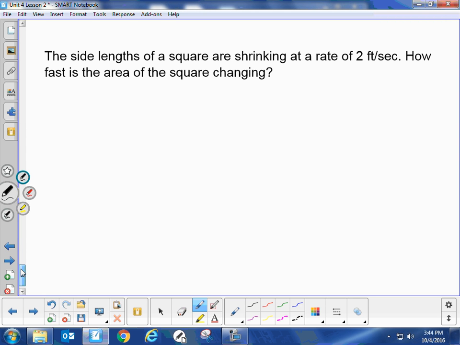Next one, the side lengths of a square are shrinking at a rate of 2 feet per second. How fast is the area of the square changing when the side length equals 4 feet? I didn't give you enough information. Now you have enough information.